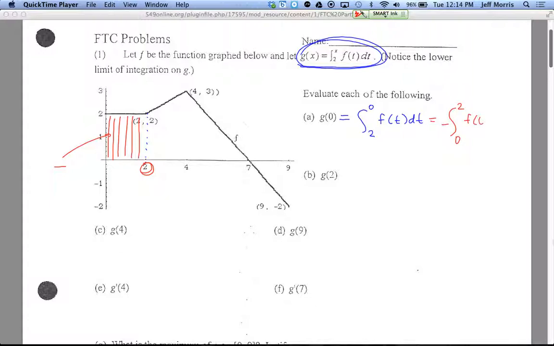Now, we're not going to get to do our f of b minus f of a. Can anybody tell me why? Because you don't have f of t. You don't have the equation for f of t, so I can't do this algebraically. What am I going to have to do to calculate this area under the curve? I can't do it algebraically. How am I going to do it?